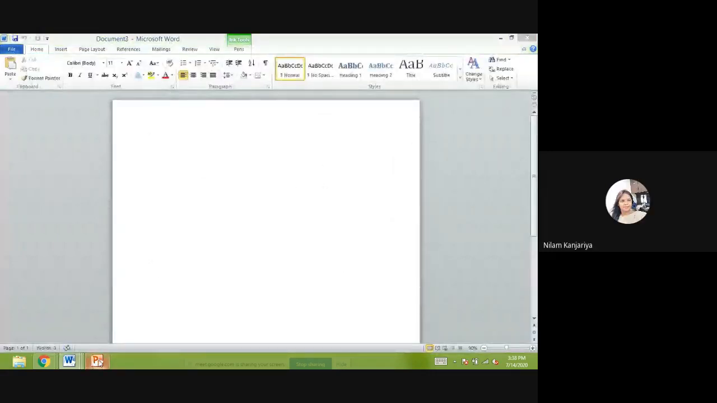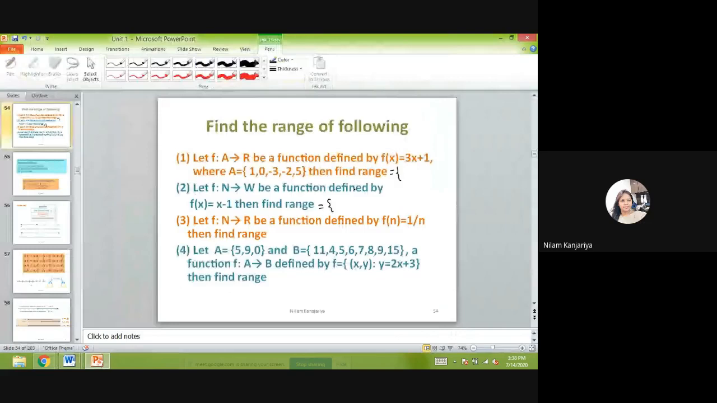Look at the first question. So its range is what? The second question has a range 0, 1, 2, 3, up to... That means it is W.